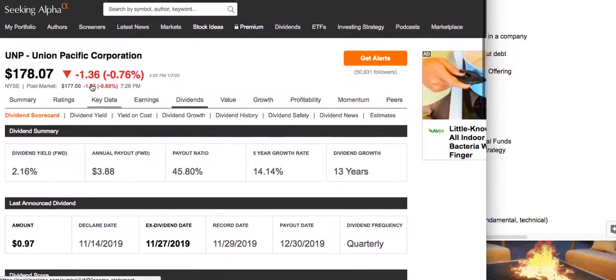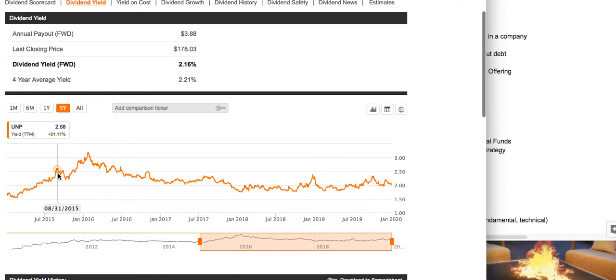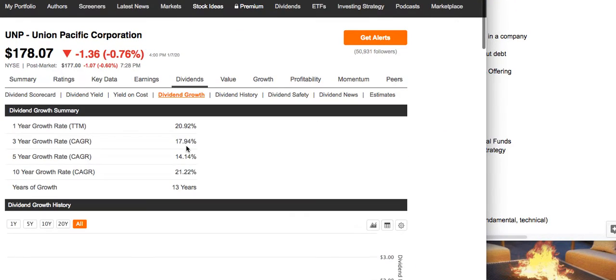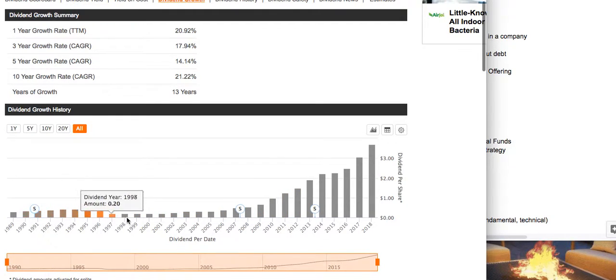But what Seeking Alpha allows you to do is see the dividend yield over time. So as either the dividend's gone up or the stock price has gone up, it shows you how that dividend yield has changed. And then also dividend growth, which is important to know, which shows in terms of dollar amount the dividend going up or down over time, which is another important thing to know.